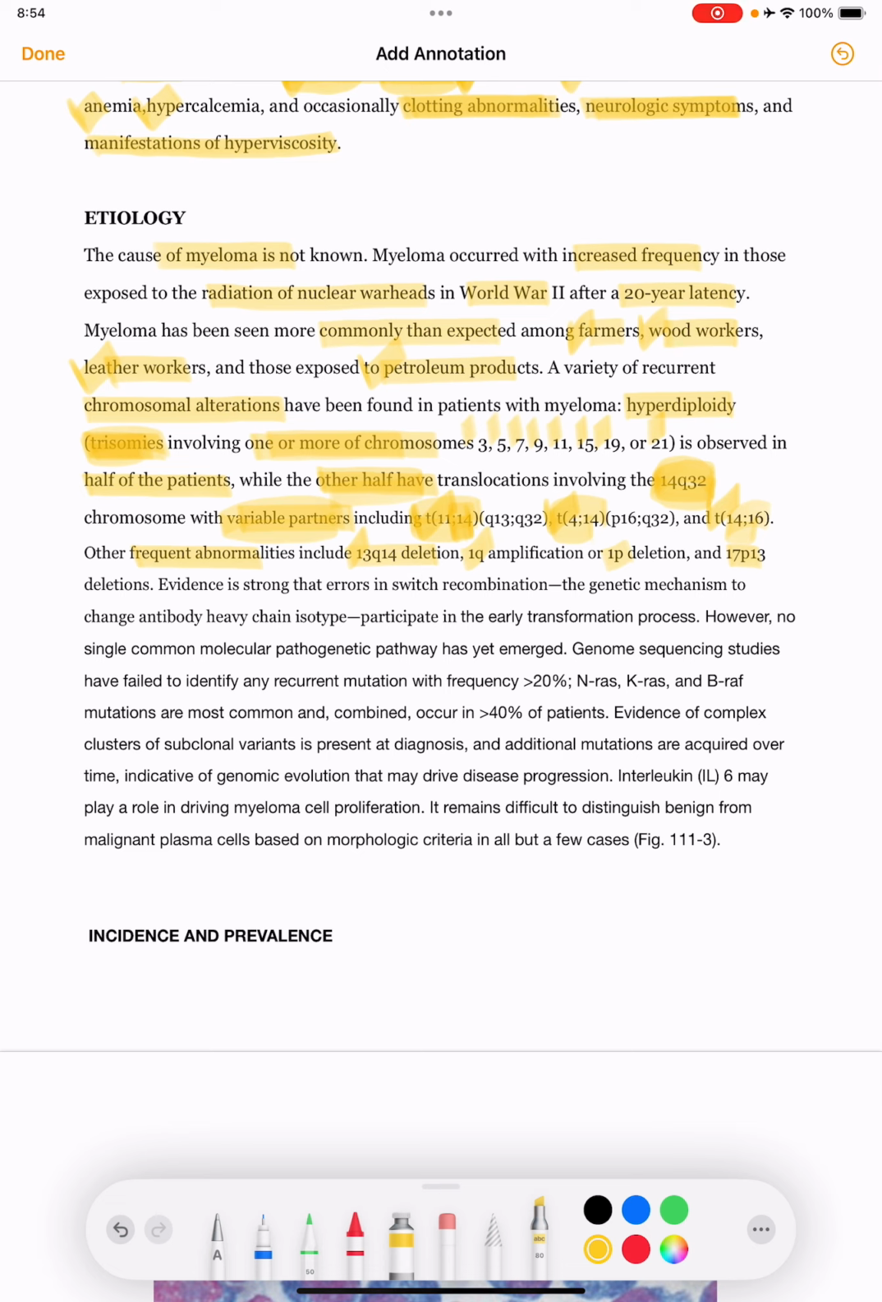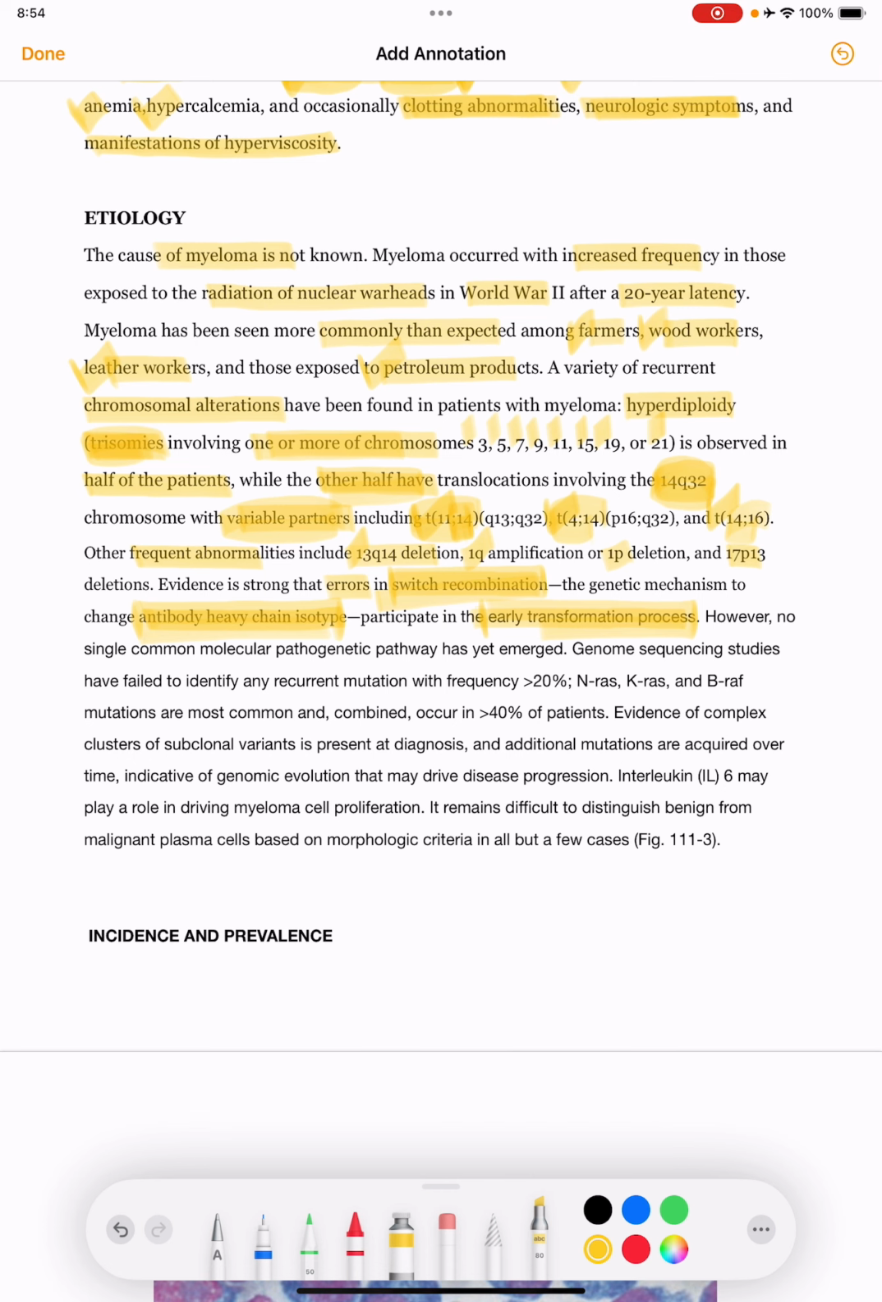Evidence is strong that errors in switch recombination, the genetic mechanism to change the antibody heavy chain isotype, participate in the early transformation process.